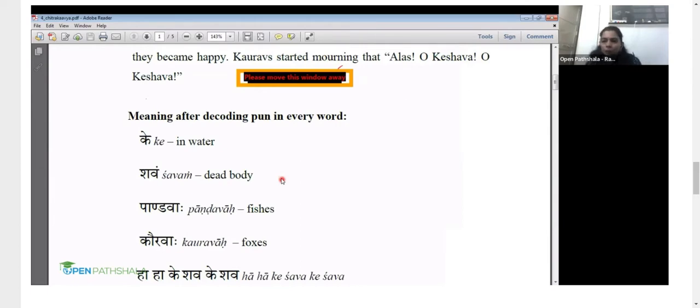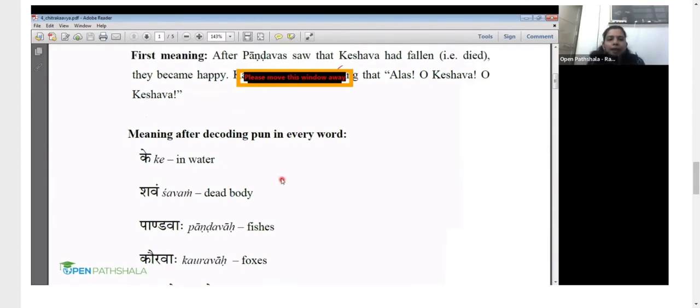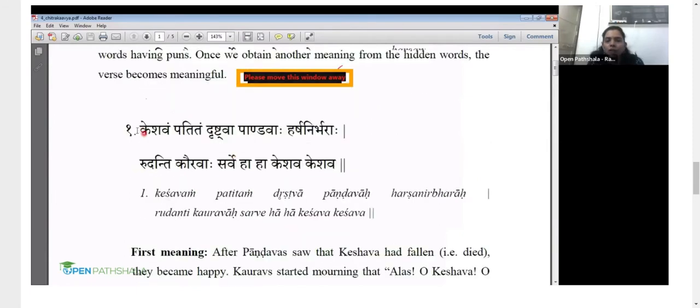They got their food. So if you break this word Keshava, only one word can make this change. Only one space between two words can make this huge change. Keshavam patitam drishtva. Keshavam patitam drishtva. So after seeing the dead body fallen in the water, Pandavaha harsha nirbharaha.